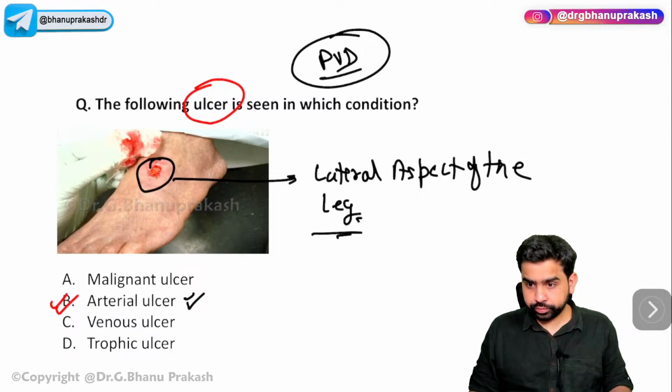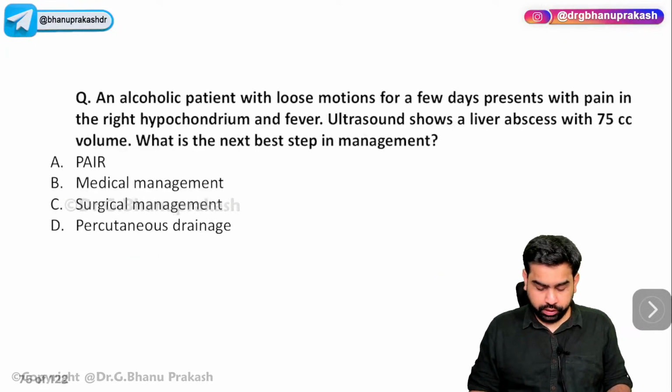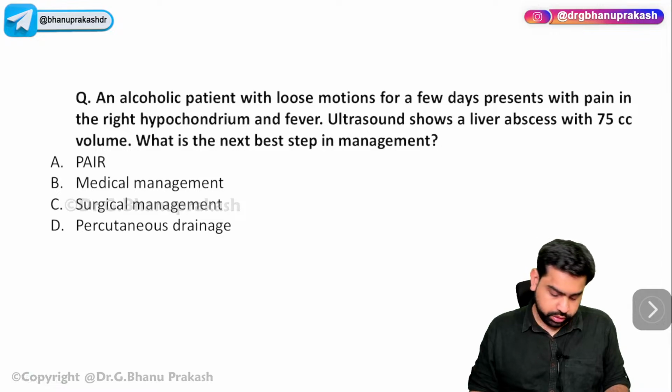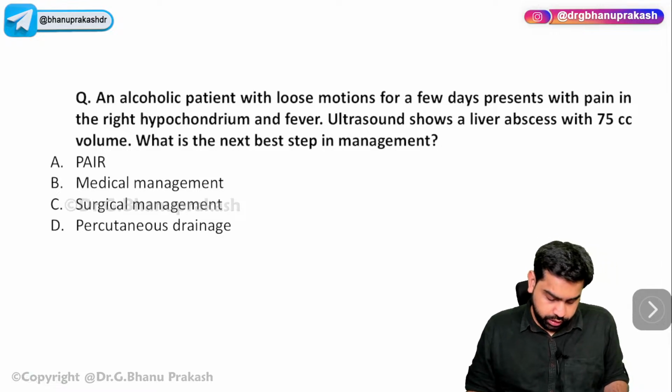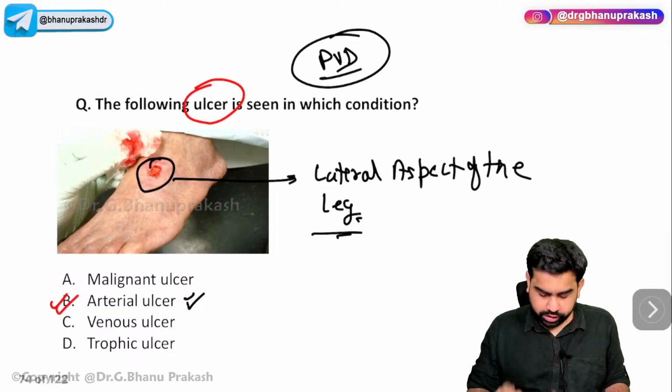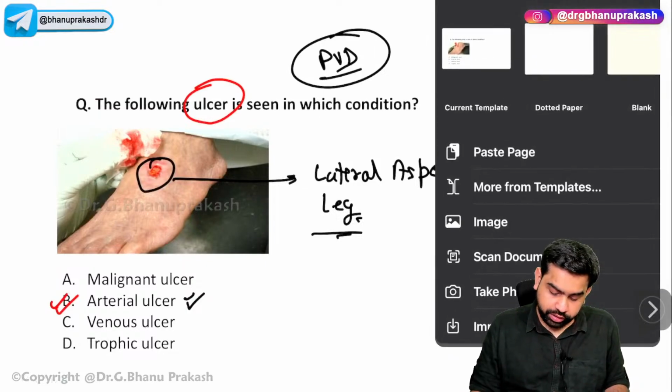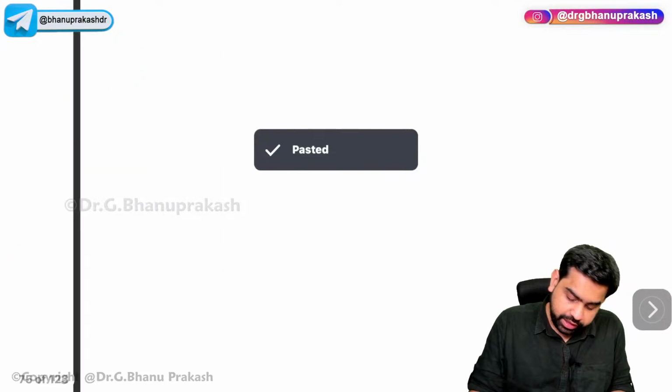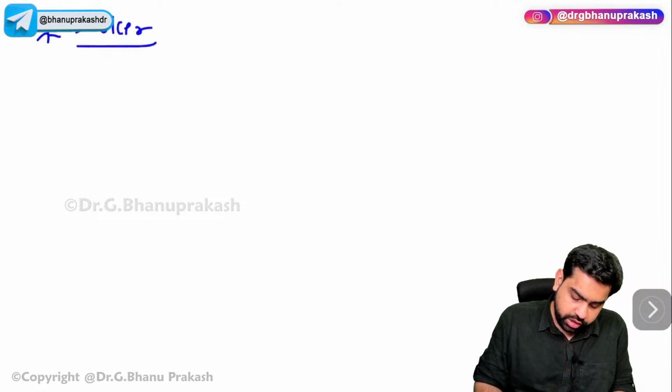Got it? Okay, right. Now there's an alcoholic patient. So this is an arterial ulcer. Okay, so let me talk about the other things as well. Let's say I give you a scenario that there is a patient who has an ulcer, and this particular ulcer is a chronic ulcer.